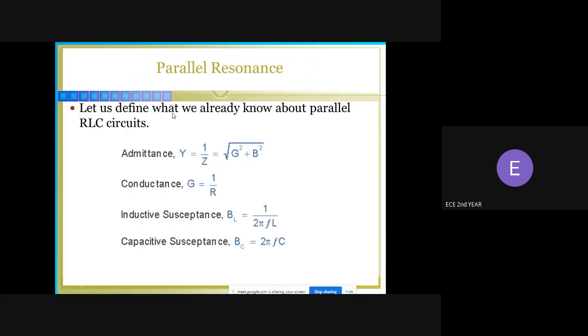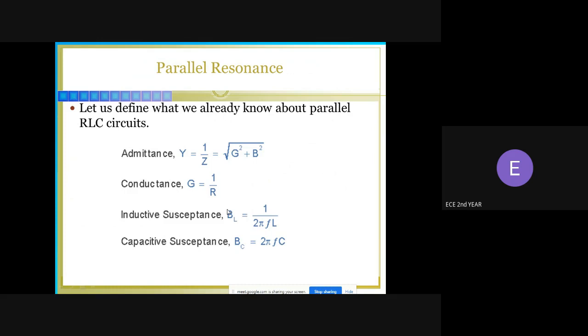Okay, let us define what we already know about parallel resonance admittance. That is 1 by Z, the reciprocal of impedance, which is called admittance. So 1 by Z is equal to root of G square plus B square, where G square corresponds to R square plus X square. Conductance G is equal to 1 by R, the reciprocal of the resistance. Then inductive susceptance.